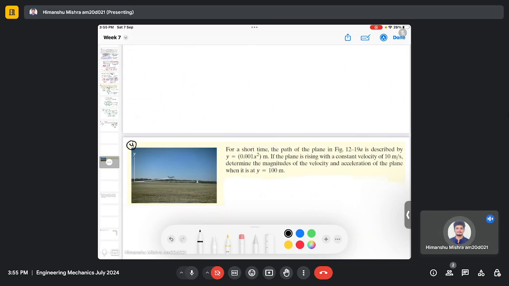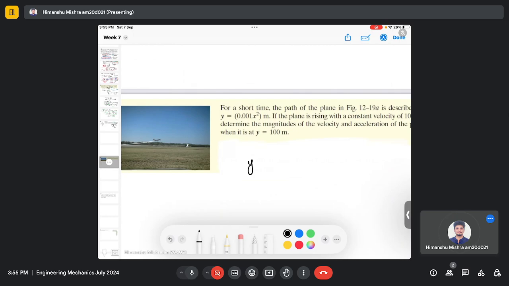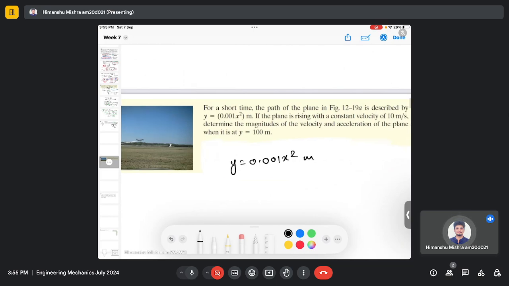So for a short time, the path of the plane in the figure is described by y equals 0.001 x square. If the plane is rising with a constant velocity of 10 meter per second, determine the magnitude of velocity and acceleration of the plane when y equals 100 meter. Right, so we are given the expression of y, which is 0.001 x square meter, and we need to find the velocity and acceleration when it reaches the location y equals 100 meter.